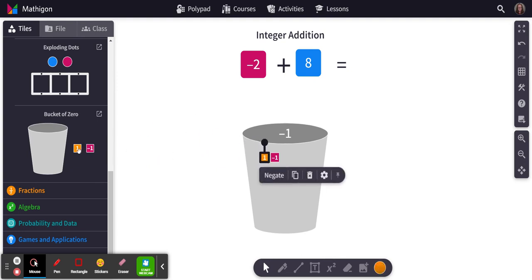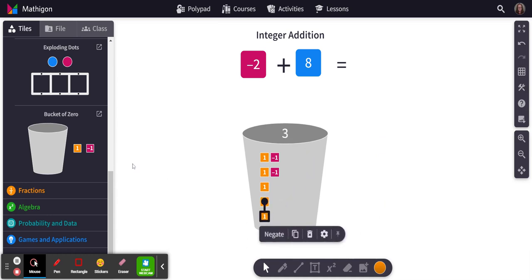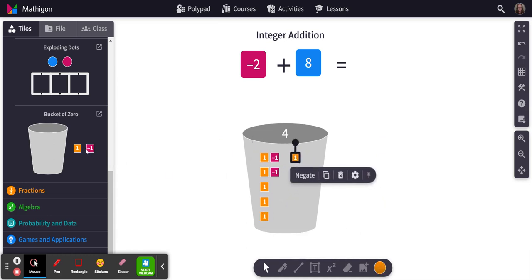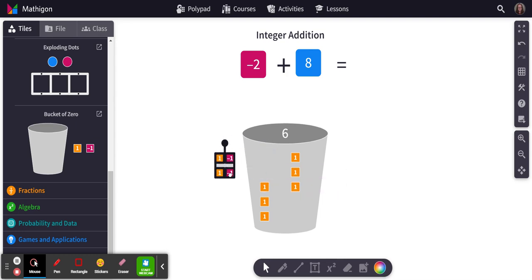So 1, 2, 3, 4, 5, 6, 7, 8. And you can see I've added in 8 positives, and those 2 negatives that we started off with have created 0 pairs with 2 of the positives. So those ones are all canceling off, because they are really just 0, right? So then we have 6 actual values left in the bucket. That's how much we have.